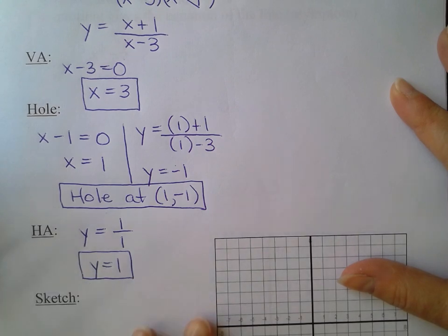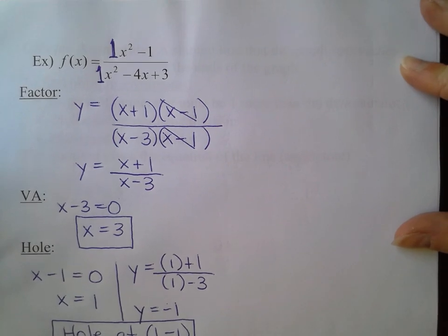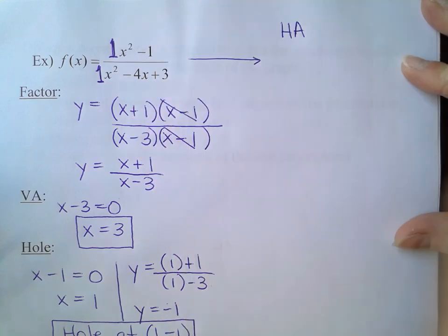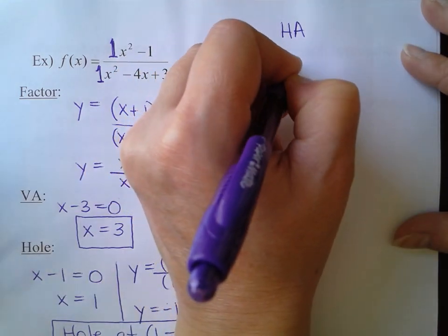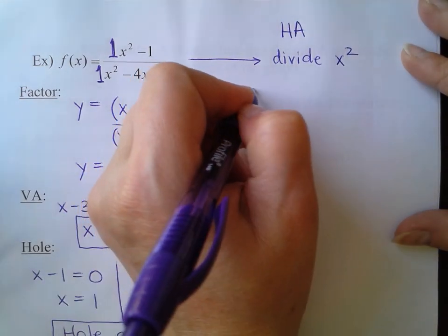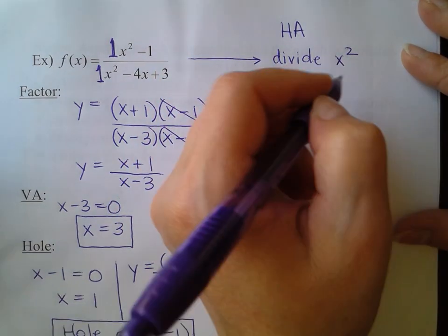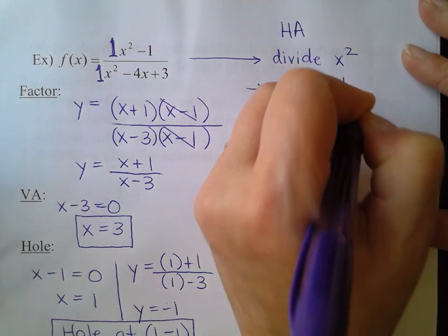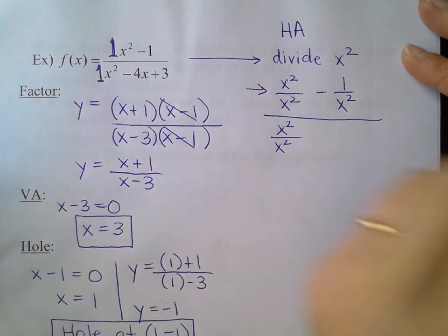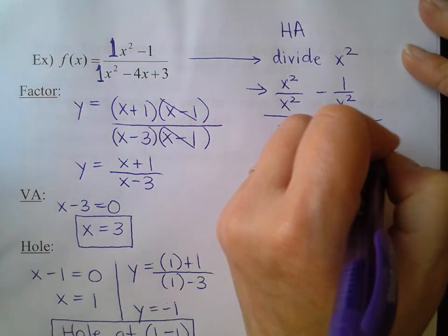Okay, just to show you both options, let me redo that with the second method. This method would take this function and divide by x squared, which is the highest power on x. So that's going to give us x squared over x squared minus 1 over x squared in the top, x squared over x squared in the bottom, minus 4x over x squared, plus 3 over x squared.